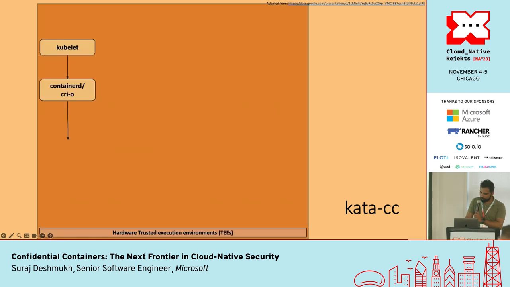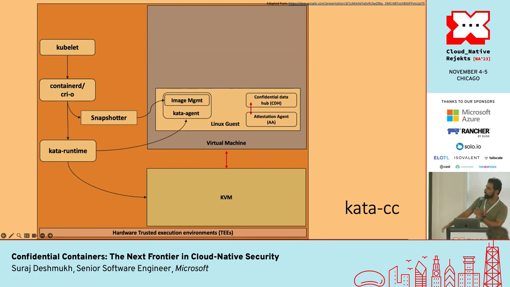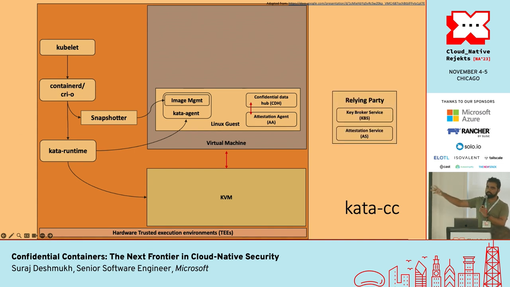The same thing: you have kubelet, containerd, and the Kata runtime, which starts a virtual machine. There is the Kata agent, but before images are pulled, there are two other components that come into the picture: the confidential data hub and the attestation agent. This is responsible for doing attestation. In terms of Kubernetes, any workload will start only after images are downloaded. So if you put the whole attestation piece before images are downloaded, then at that point you can decide whether to go forward or stop. So CDH talks to the relying party, does the whole attestation process, and gets a key.